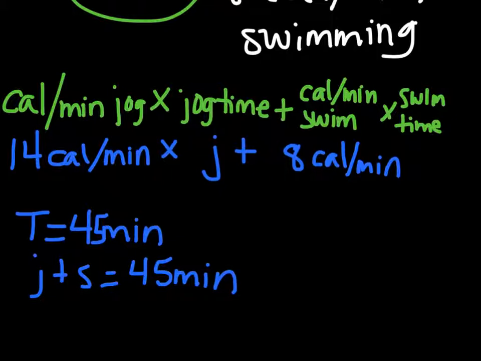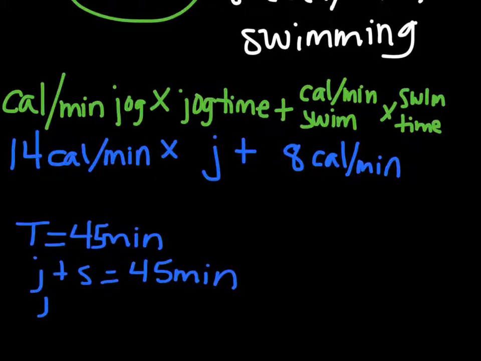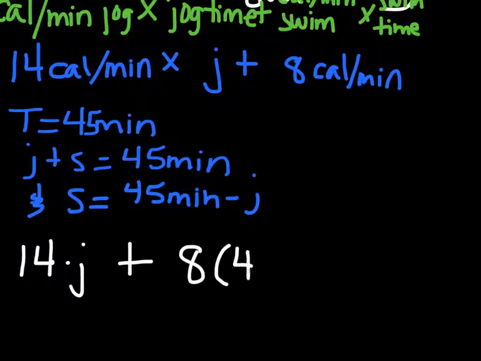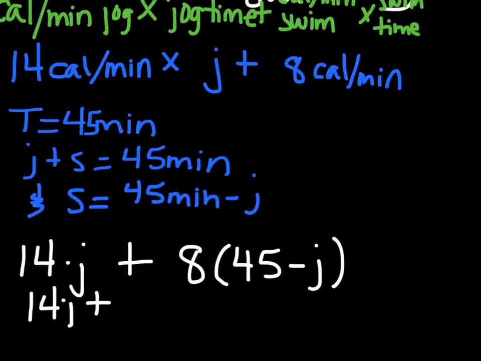Therefore, if we want to write this in terms of J, then S would equal 45 minutes minus J, correct? All right, now let's write our final equation. So for jogging, we'll represent 14 times J, the calories per minute burned times the time, plus 8 times 45 minus J, the calories burned swimming times the time spent swimming. Now let's simplify. We have 14J plus 360 minus 8J.